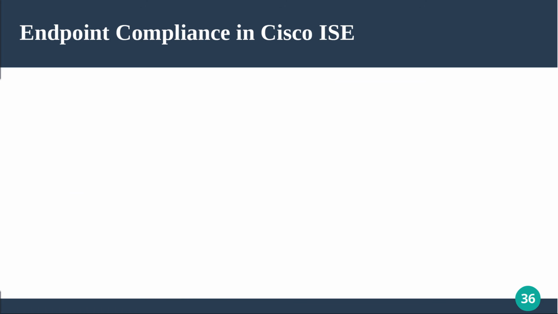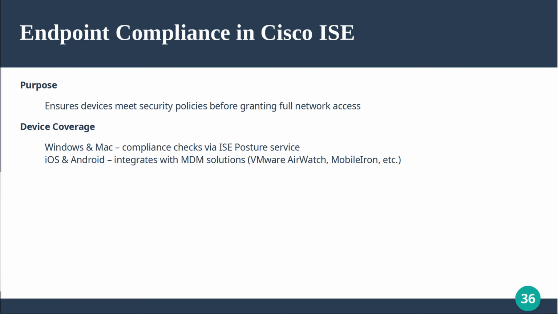Endpoint compliance in Cisco ISE. Cisco ISE can assess endpoint compliance as part of network access control. With the appropriate licensing, it can perform compliance checks on Windows and Mac devices before granting full network access. For mobile devices like iPhones and Android, Cisco ISE integrates with mobile device management solutions such as VMware AirWatch, MobileIron and others to enforce security policies. Determining if endpoints have up-to-date operating systems, software patches or antivirus can usually be difficult without MDM solutions.